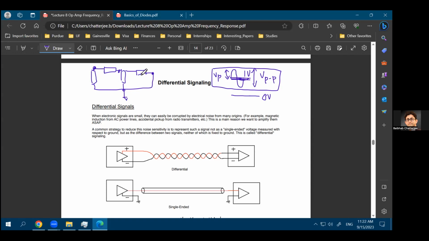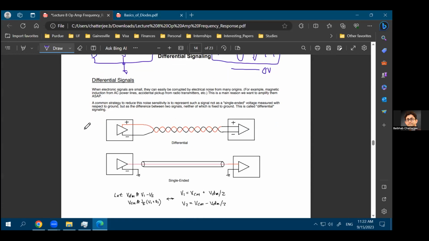What is differential signaling then? Differential signaling is not only difference of two signals. The signals have to be defined in a particular way. If one of the signals looks like a sine wave like this, that you have a positive cycle first and a negative cycle, the other signal should look exactly the opposite. That you have the negative cycle first and then the positive cycle. So that's how differential signals are defined.